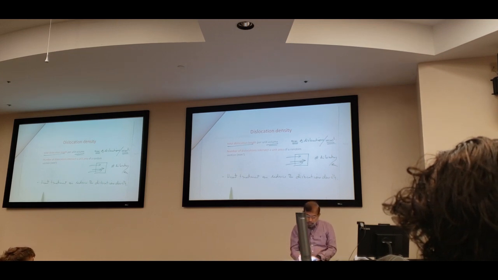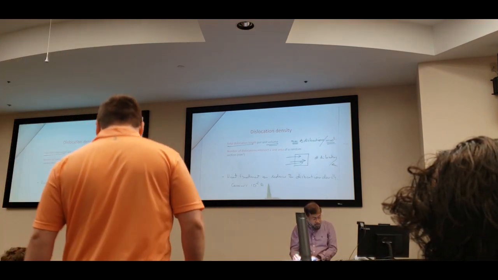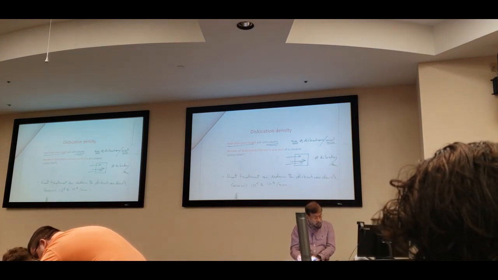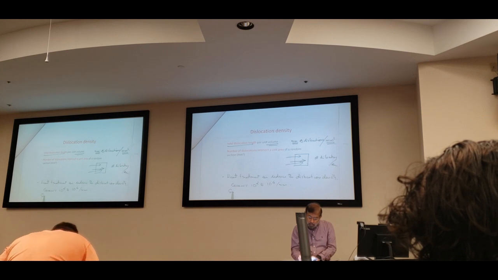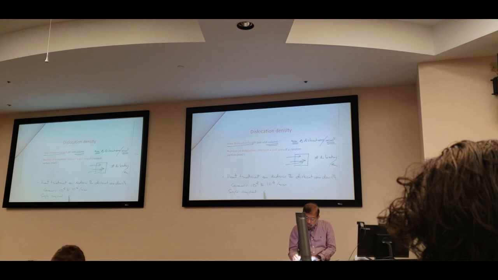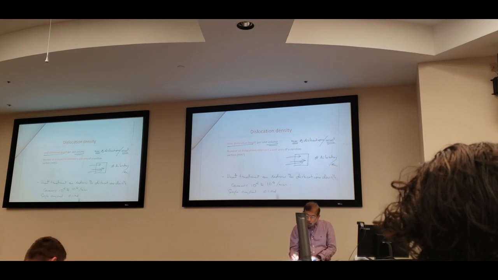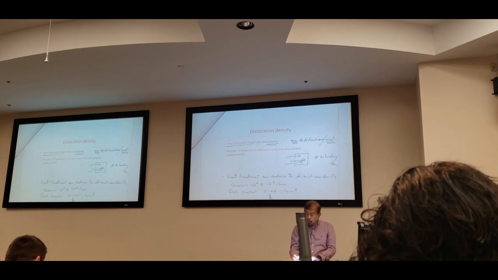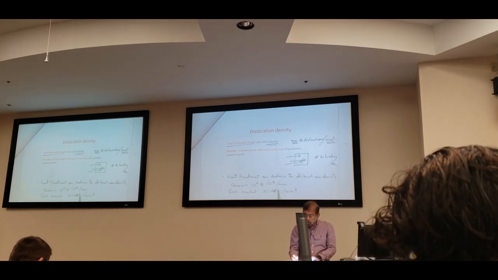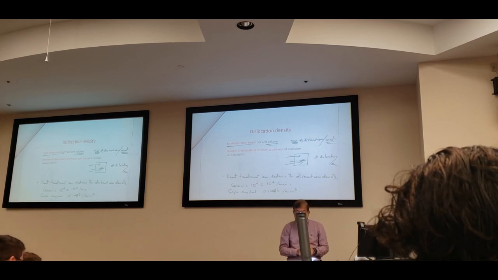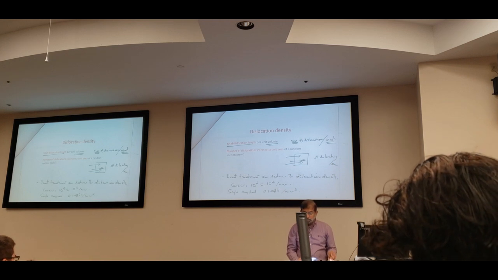For ceramics, it's about, again, 10 to the power 2 to 10 to the power 4 per millimeter square. And for single crystal silicon, the value is about 0.1 to 1 per millimeter square. That is the dislocation density.